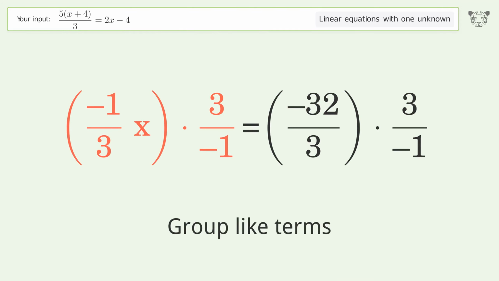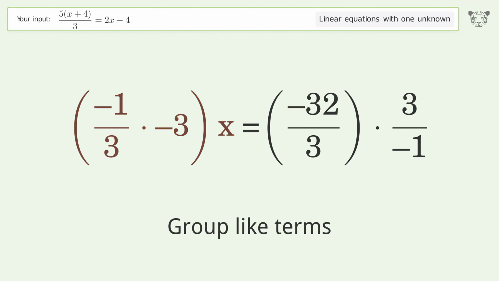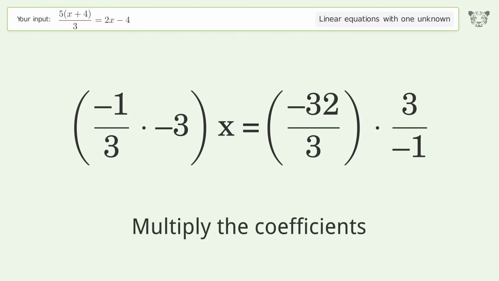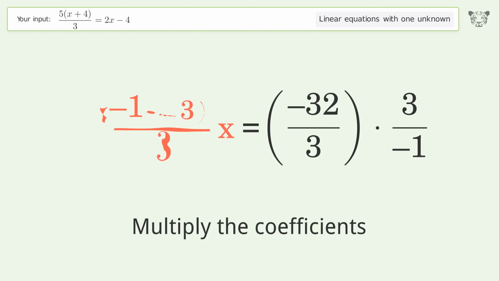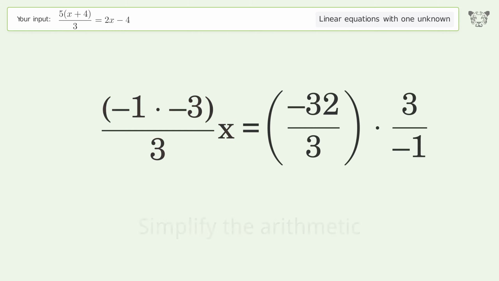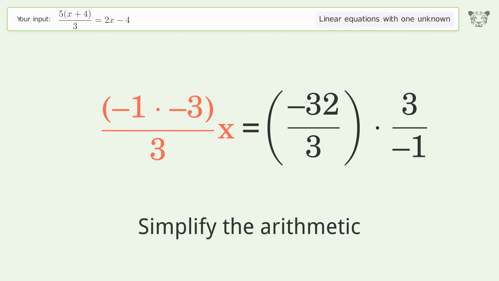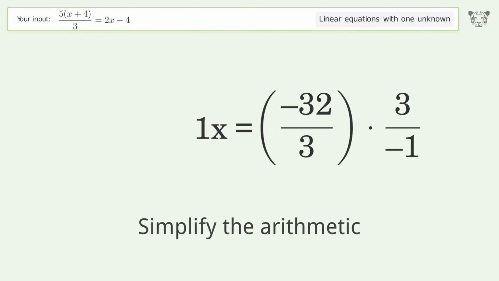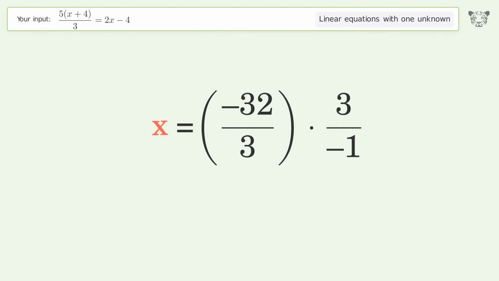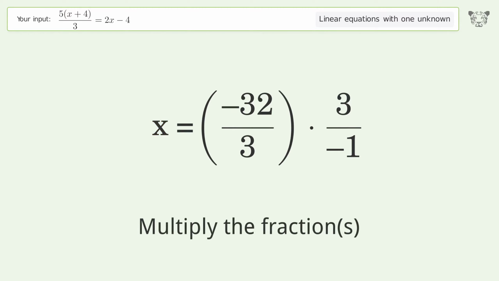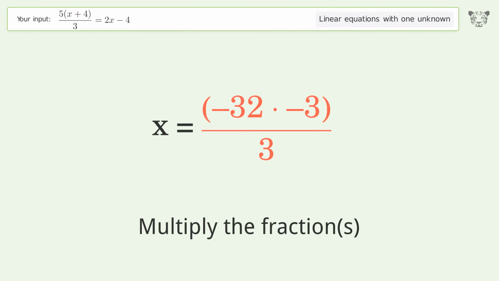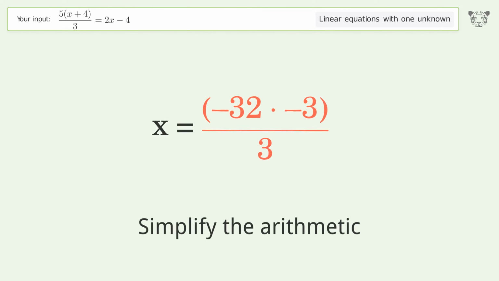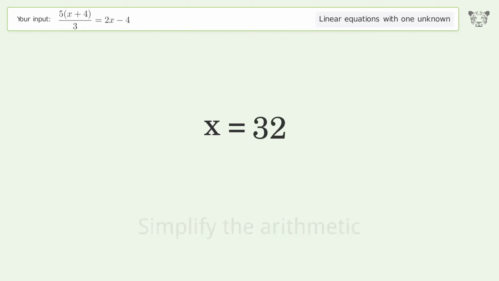Group like terms. Multiply the coefficients. Simplify the arithmetic. Multiply the fractions. Simplify the arithmetic. And so the final result is x equals 32.